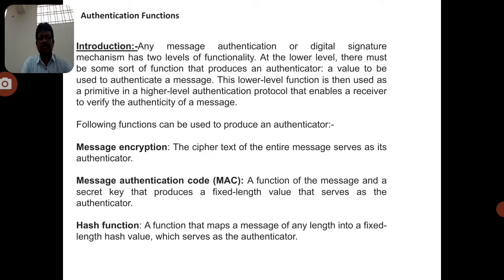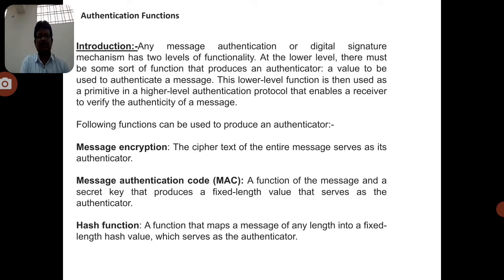Now we know that there are two kinds of keys used in cryptography. One is the conventional crypto system and the second one is the public key crypto system. So in message encryption, whatever encryption pattern we use, we can generate that particular ciphertext. That ciphertext message can serve as its authenticator. That means the entire ciphertext of the message can serve as its authenticator.